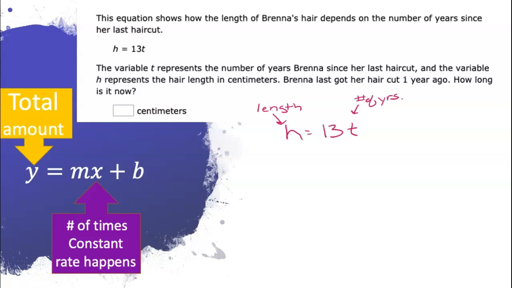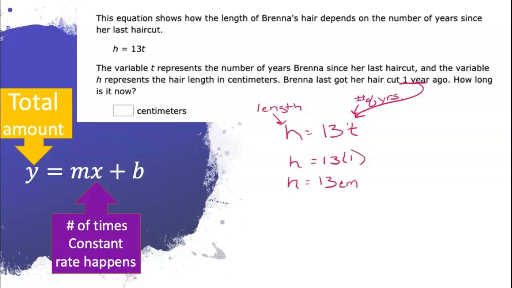Now, Brenna last got her haircut 1 year ago. So that means that my 1 year can be substituted into my equation to find out how long it is now. Well, 1 year is the number of years, right? So this number is going to go in here for t. So I would have h equals 13 times 1. That means her length after 1 year would be 13, and this would be in centimeters. So it's helpful to write out the equation and then label those. Think about what those represent.